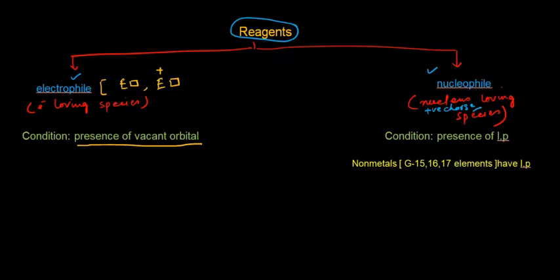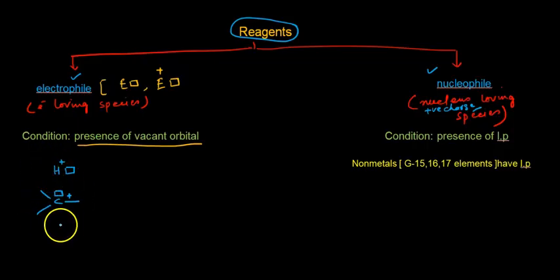I'll give you some simple examples. For example, H plus. We know H plus means there is an empty 1s orbital, so this can act as an electrophile. It is positively charged. If we have carbocations, in carbocations carbon is sextet. It has an empty p orbital and it has a positive charge, so this can act as an electrophile. So these are positively charged.